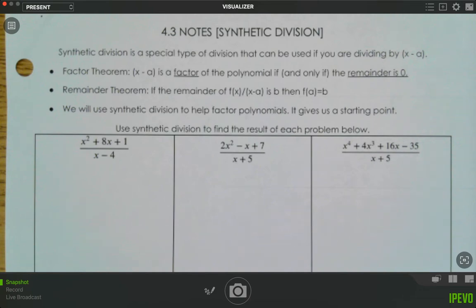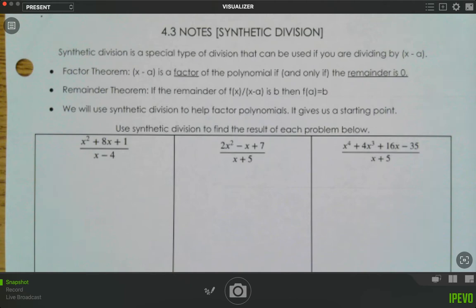What I want to go over before we start is that synthetic means that it's something artificial or made of artificial material, not natural material. So this isn't going to be as natural as the division we talked about in 4.2. It is going to be almost like a shortcut. Okay, and this shortcut may or may not make sense to you.